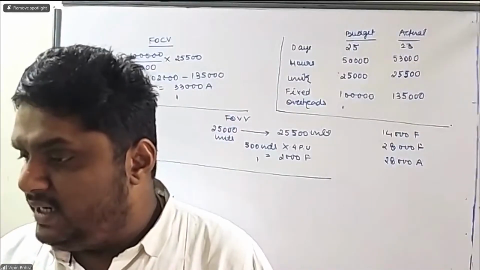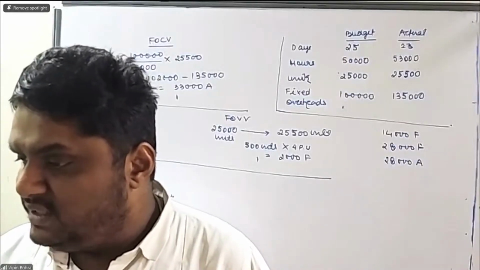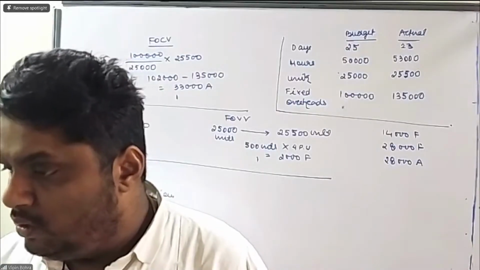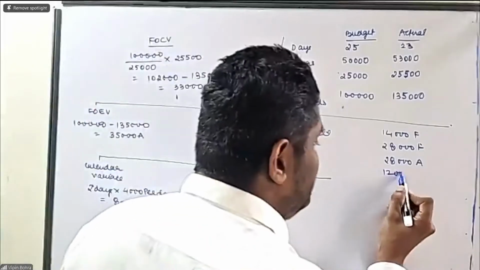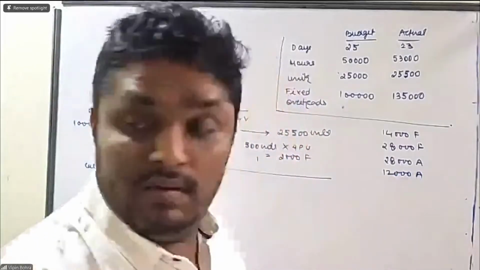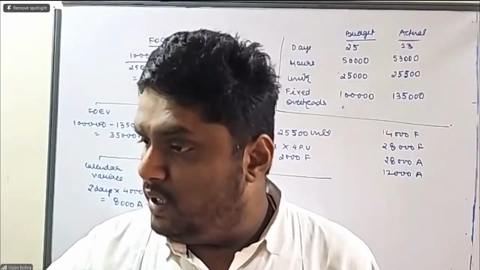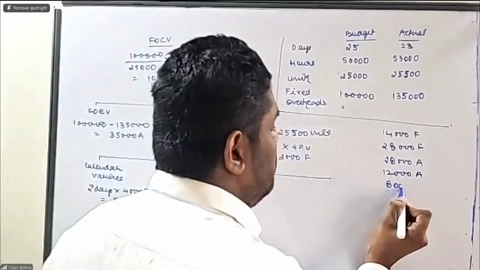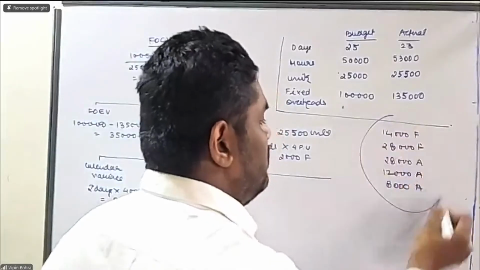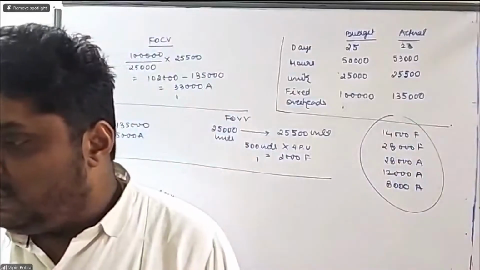Tanu, it is 8,000 adverse from your end, right? For capacity variance, right, Tanu? So I've got one more answer from one of the girls, 12,000 adverse. Tanu Vishwakarma has posted 8,000 adverse. I was expecting a mistake at this part, so that's okay.